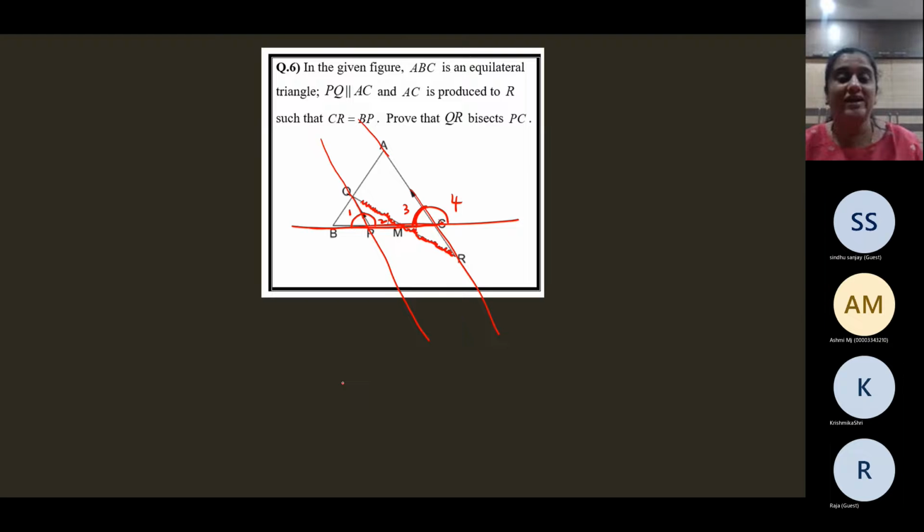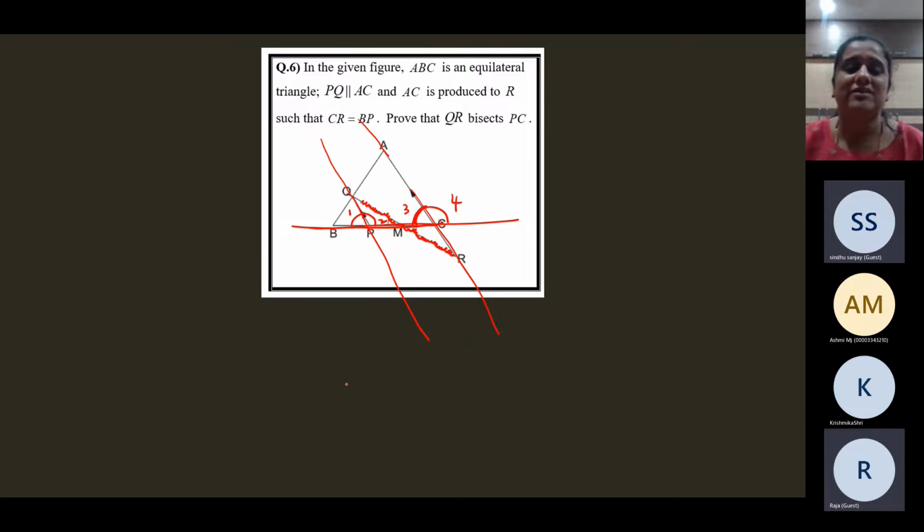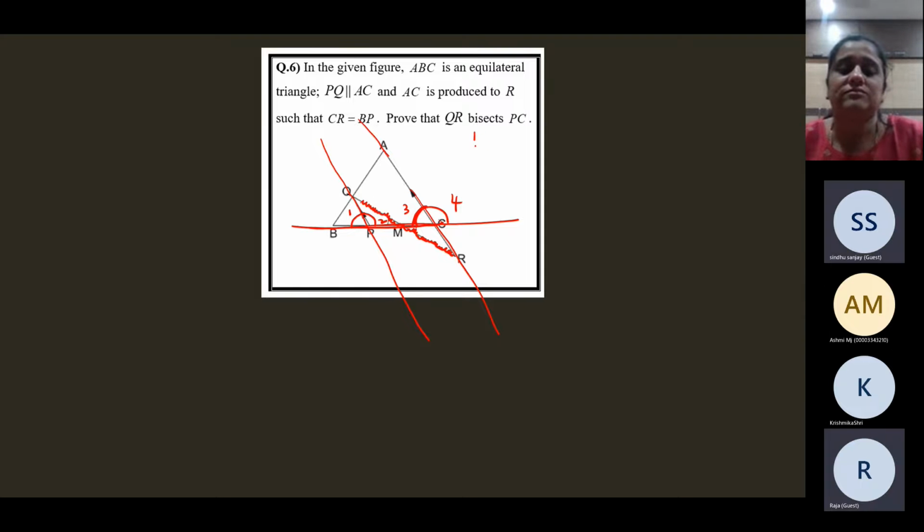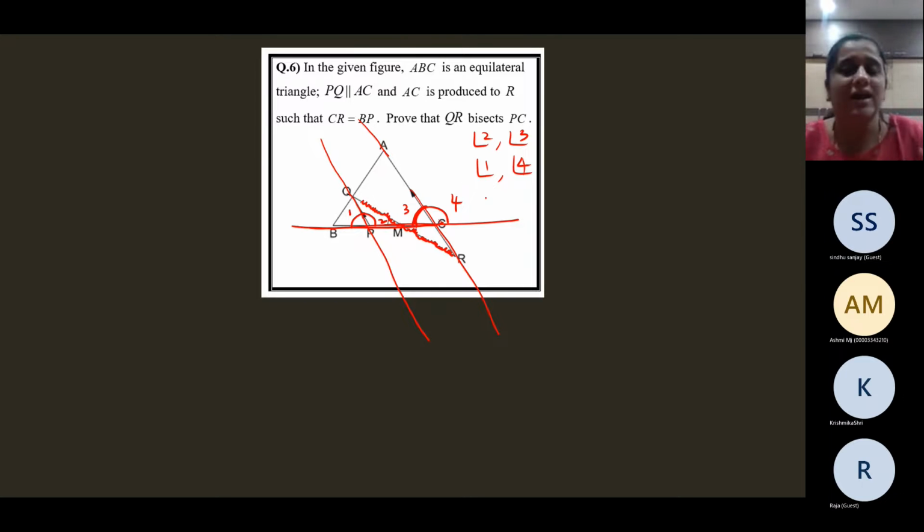Have I marked everything? Yes, ma'am. On one side of the transversal, you have. Now tell me the 2 interior angles. Ma'am, angle 2 and angle 3. Thank you. Exterior angles? Angle 1 and angle 4.